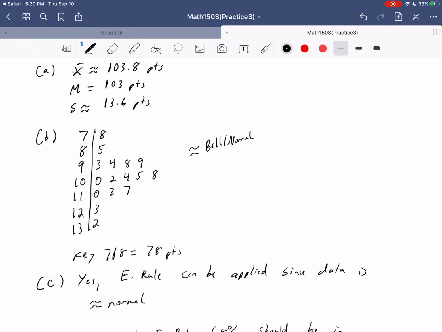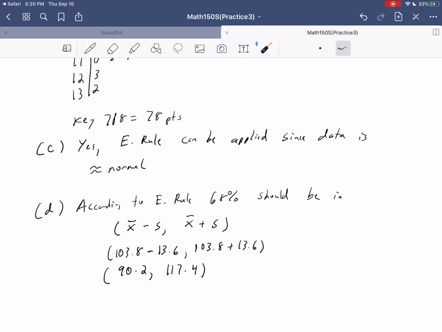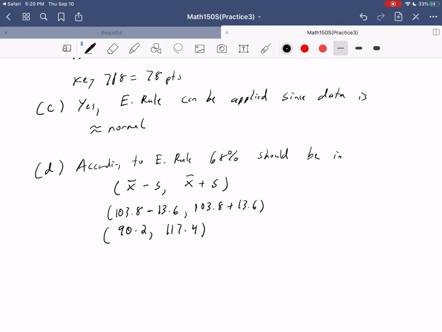We can fill in those values. Our mean was 103.8, and our standard deviation was 13.6. And then we'll do 103.8 and then we'll add 13.6. So for the low end, 103.8 minus 13.6, we should get 90.2, and for the high end, 103.8 plus 13.6, we should get 117.4. So 68% of the IQs that we measured should land in that range.